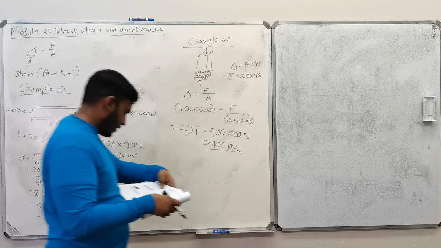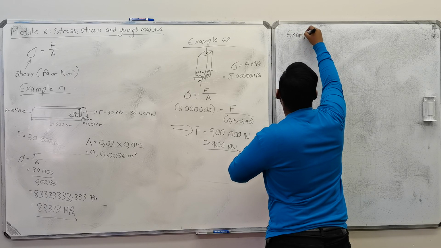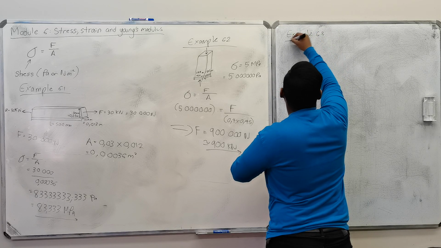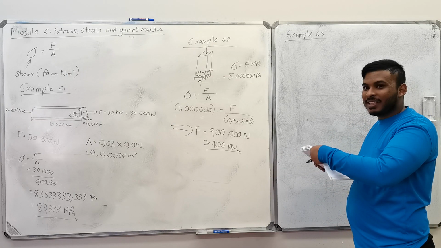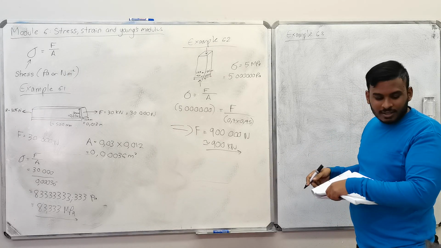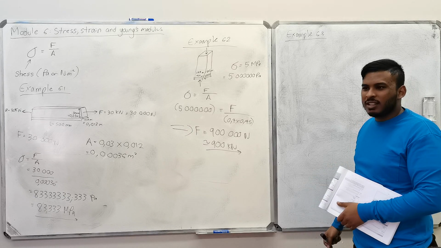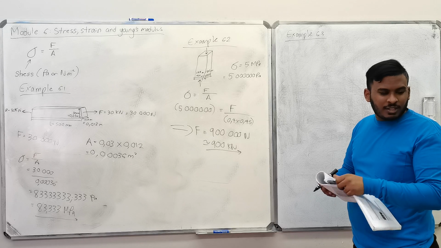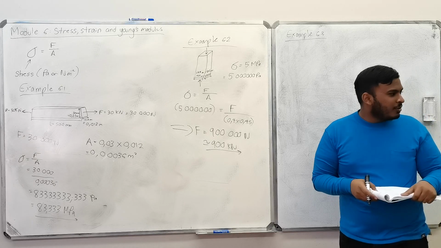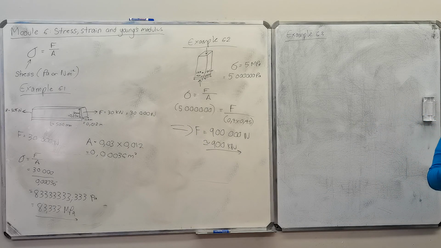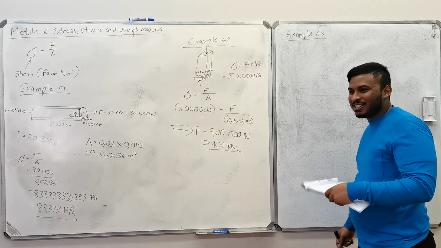Example 6.3. So far it looks okay. But in how many modules is this? How many marks is the whole section for stress, strain and Young's modulus? 10 marks? 15? I hope it's 15. 14. That's good. Gravy, this is. That's 40% of your paper.